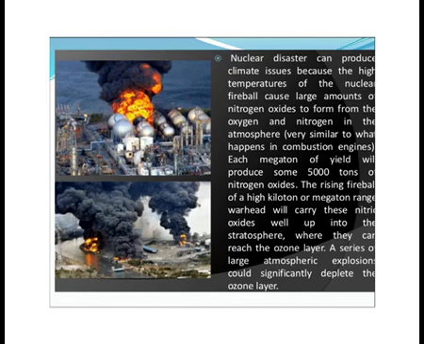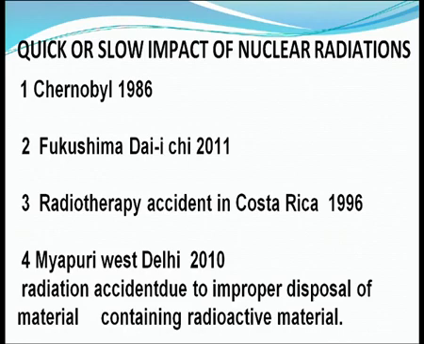Nuclear disaster can produce climate issues because the high temperature of the nuclear fireball causes large amounts of nitrogen oxide to form from the oxygen and nitrogen in the atmosphere, and this can damage our ozone layer. Quick or slow impact of nuclear radiation. I have just listed 4 on your screen.